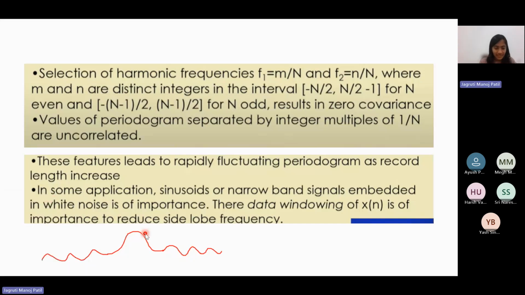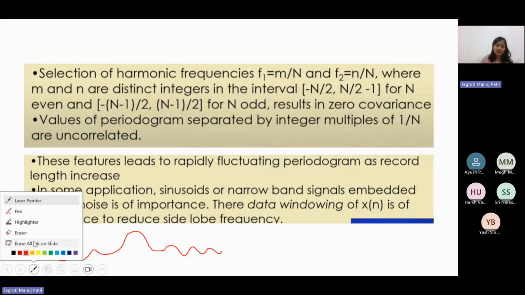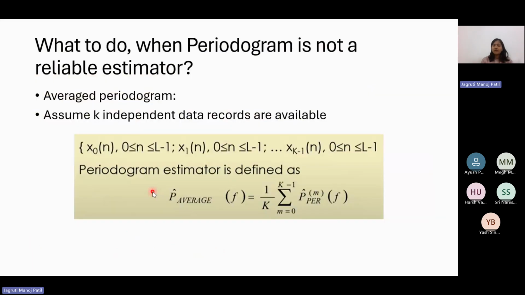The actual trick here is that the level of the side lobes determines the contrast in your signal, but the width of the main lobe determines the resolution in your signal. So these are the two fundamental properties that you can capture from the side lobes and from the main lobe.